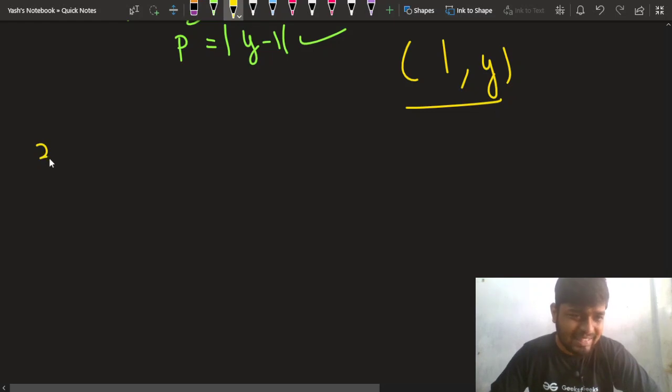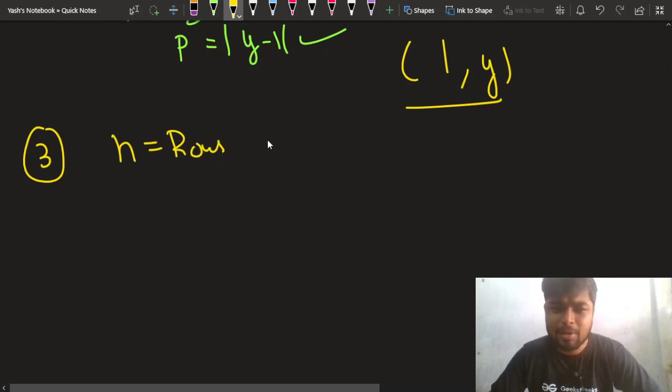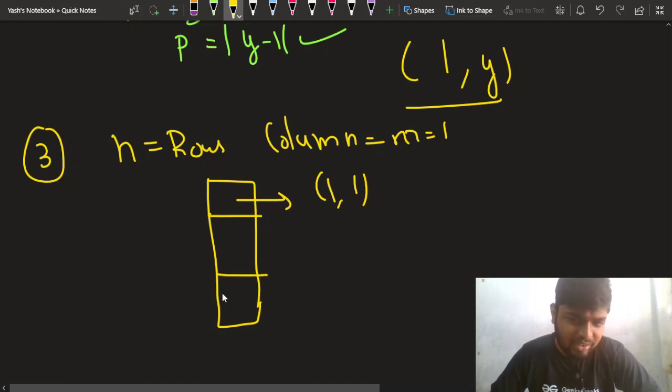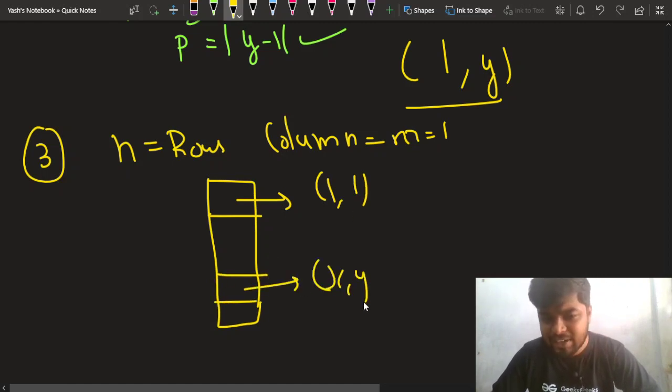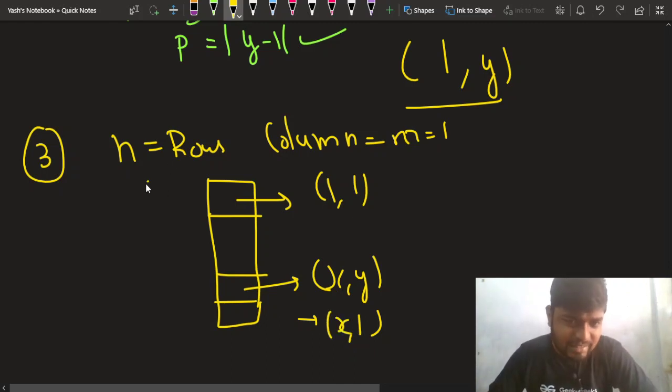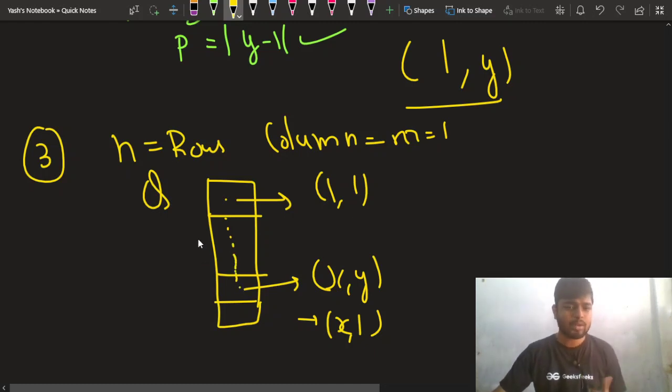Now the next case can be, let's suppose, that the number of rows is m and the number of columns is n, with n equal to 1. So if the grid looks like this, you can again choose 1 comma 1, and let's say the computer has randomly given you some cell x comma y. You know that the y value will be 1, because there is only one column, and this is x. Let's say the distance between this cell and this cell that you can see is q.